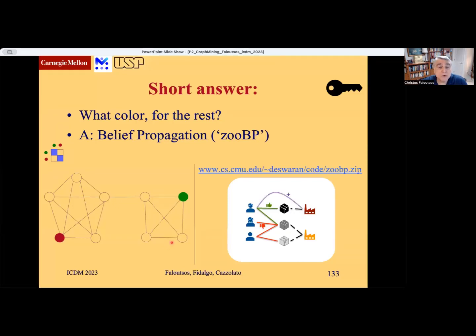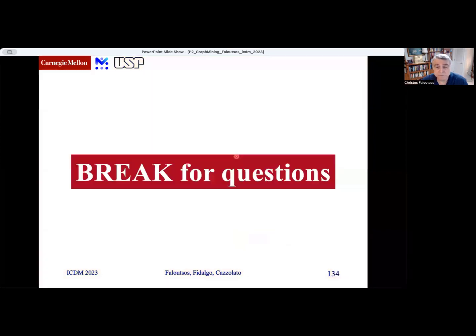So in conclusion, if we have the semi-supervised case where we have labels for some of the nodes, red, green, or honest, dishonest, or fraud, or honest, right? And we know the compatibility matrix, we can propagate the labels using belief propagation, or even better, linearized versions of it like FastBP or ZooBP. And we can stop here for questions.